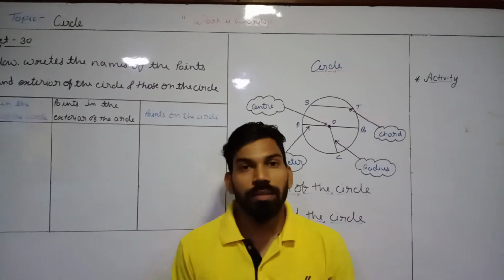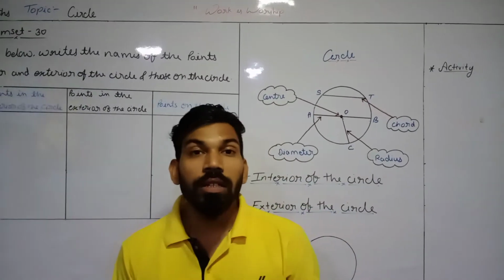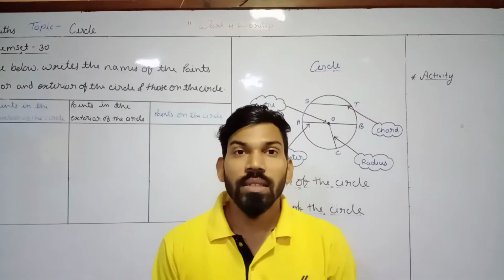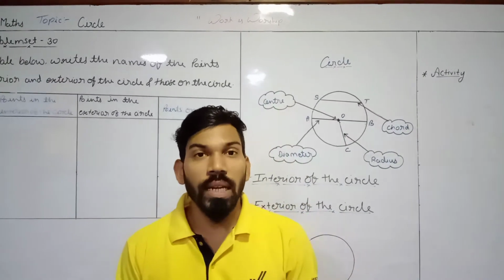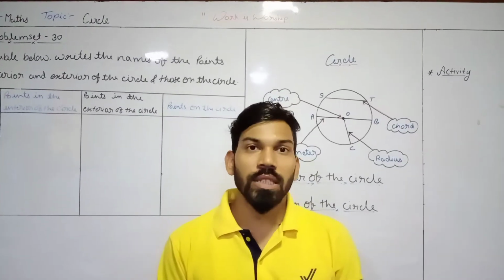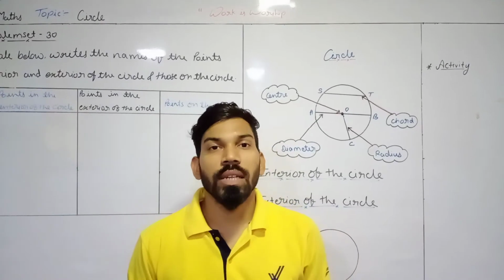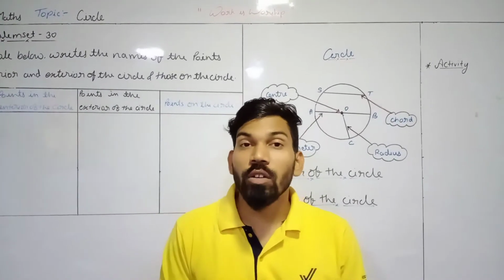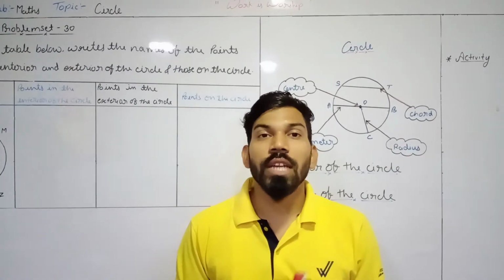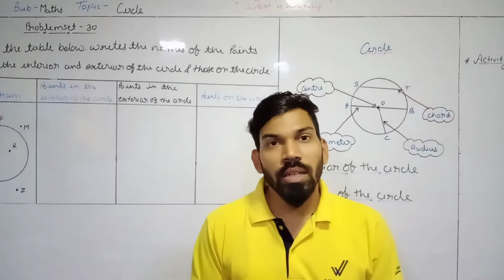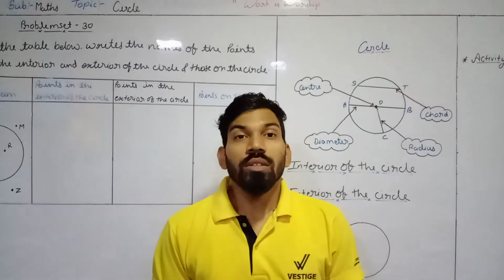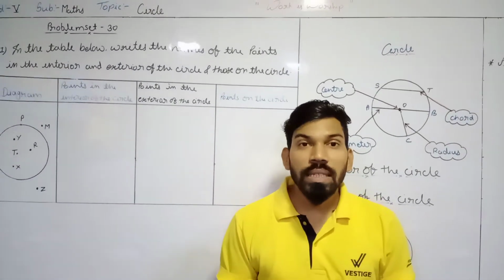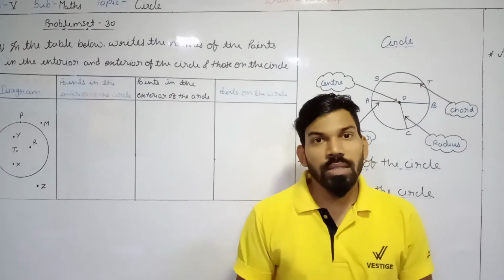Good morning, students. In the last video, we learned how we can draw a circle with the help of a given radius, and how we can find the radius or diameter if the given information is the diameter or radius. Meaning, if the radius is given, how we can find the diameter, and if the diameter is given, how we can find the radius. Now, the next concept we are going to learn is the interior and exterior part of the circle.